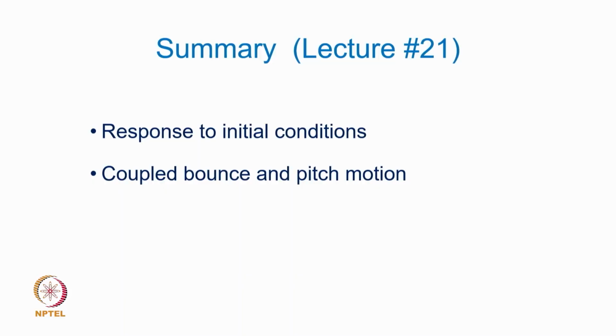So to summarize, we took an example on how to find the response to initial conditions, and we took one practical example there, and then explored the coupled pitch and bounce motion of a 2 degree of freedom system, and understood how the natural frequencies of such a system can be found, quite on similar lines to what we discussed for a typical simple 2 degree of freedom system in the initial part of the lecture.